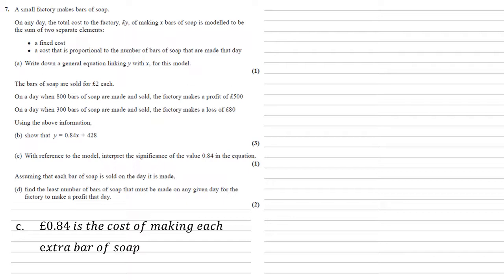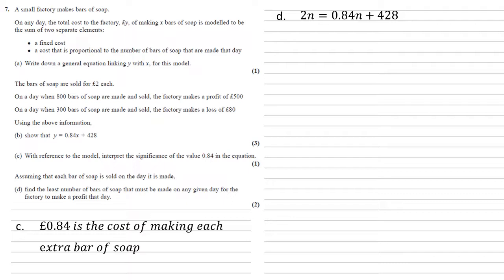Now, assuming that each bar of soap is sold on the day it is made, find the least number of bars of soap that must be made on any given day for the factory to make a profit that day. So for the factory to break even, we need the cost of the soap to be equal to the amount of money taken in. So, assuming N is how many bars of soap we've sold, the total amount of money brought in would be £2 times N, so 2N. The cost of it, using our Y equals 0.84x plus 428 formula, must be 0.84N plus 428. So, setting them equal to each other, we're going to solve, and this will give us our break-even point.